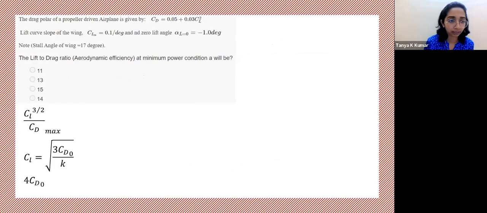I've just written down these. I took this from the table that we had discussed initially. These are the conditions for minimum power, where CL to the power 3 by 2 upon CD will be maximum. CL and CD will be this.